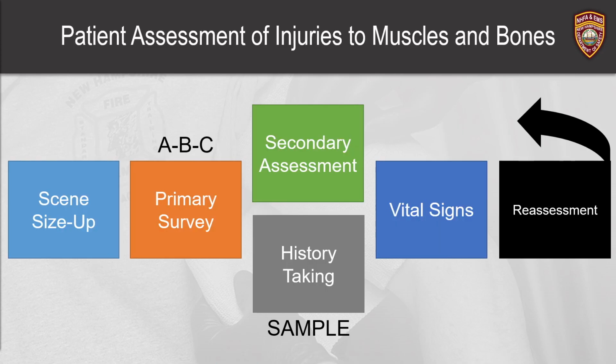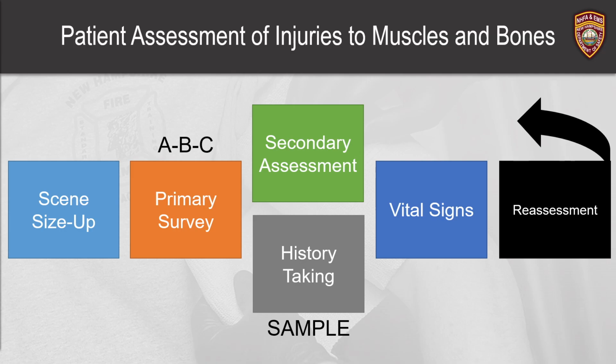As we've been discussing this whole time, it all comes down to this systematic method of assessment that we've given you. When assessing a patient who has sustained an injury to the muscles or bones, you need to complete all 5 parts of this patient assessment sequence. A thorough scene size-up, especially if there's some sort of traumatic injury involved.